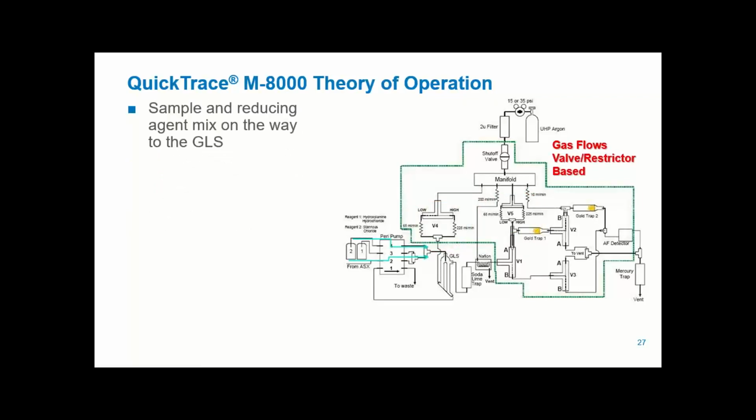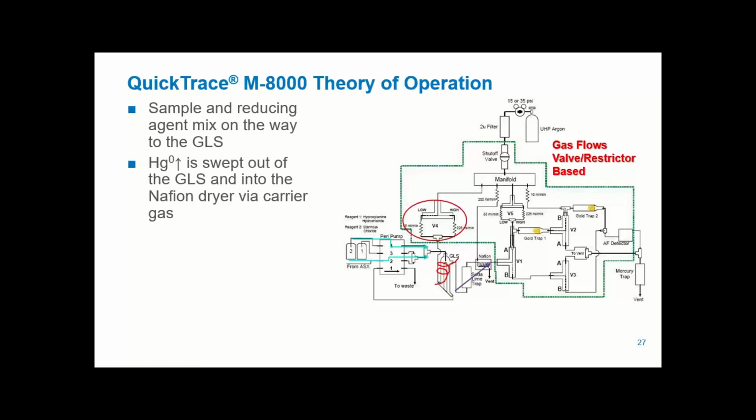So here's the flow path. The sample and reagent flow to the GLS by the peristaltic pump. The stannous chloride mixes with the sample and reduces any mercury into its elemental form while they travel to the GLS. That liquid then flows over the center post. The carrier gas flows towards the GLS and sweeps around the center post. So it takes that elemental mercury vapor into the Nafion dryer, which removes the water vapor from the gas stream.